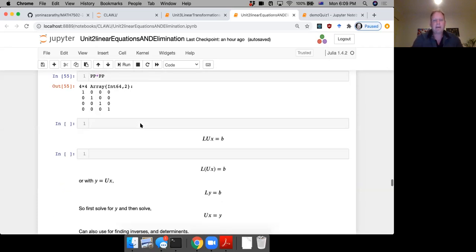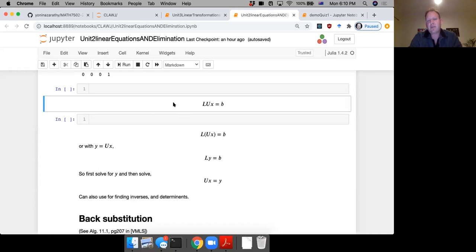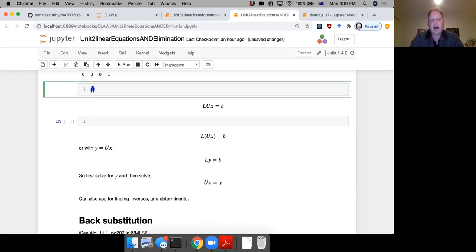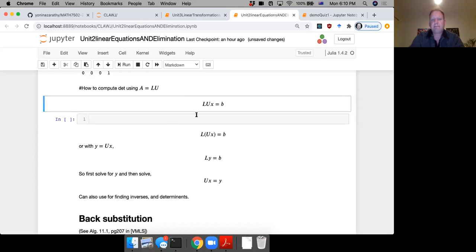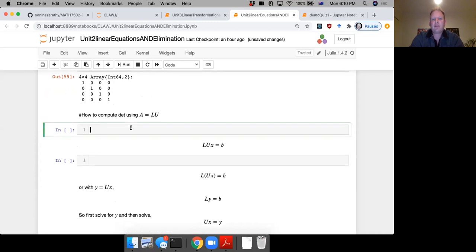Okay, thanks. So what do we do with LU? We're going to do three things. Let's start not with the core most important thing, which is solving a system of linear equations. Let's start with determinants. How to compute the determinant using A equals LU. So ignore the P, maybe we'll get to the P in a second.